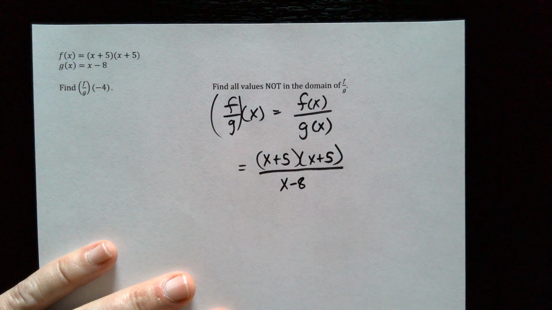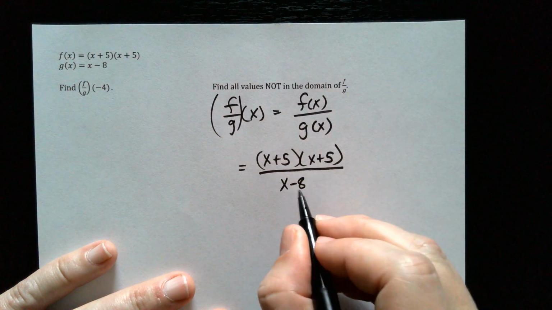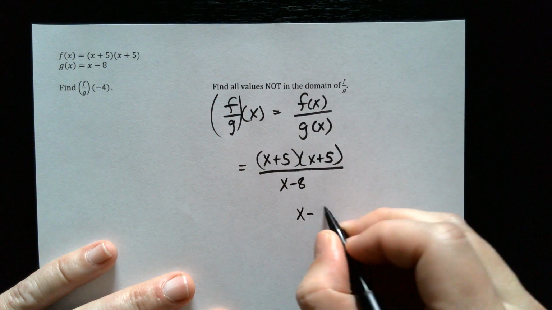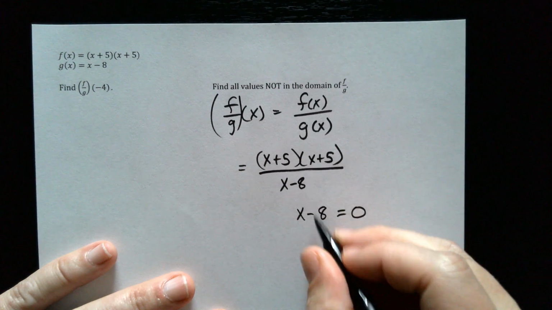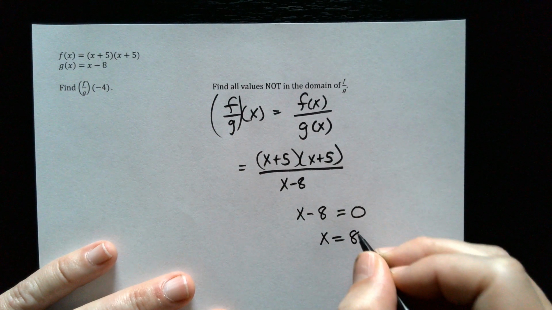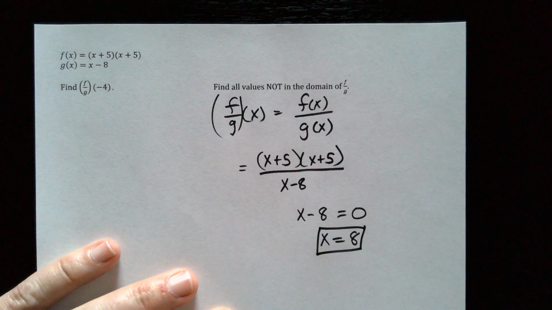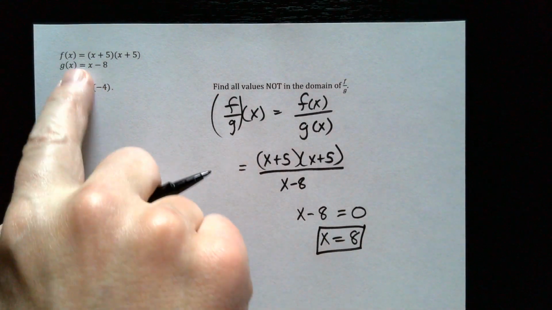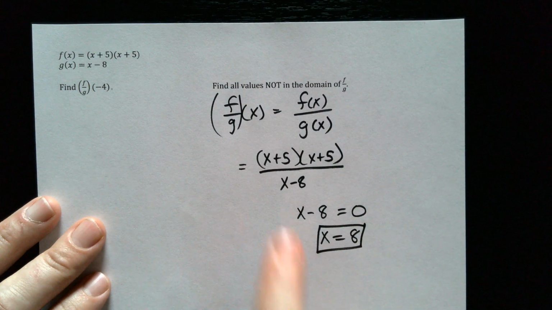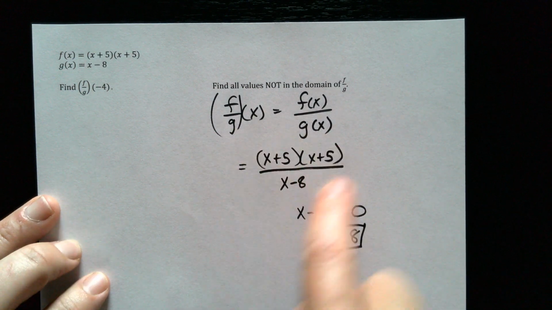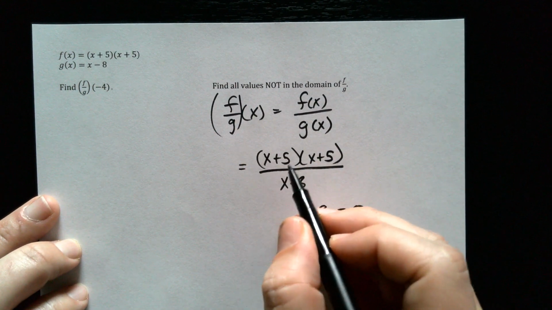Okay, so to find the one problem in the domain, we need to set this term right here equal to 0. x minus 8 equals 0. We add 8 to both sides. So x equals 8 is the one problem in our domain. That's one value that we can't put in the domain. Okay. Now to find f divided by g of negative 4, I'm just going to plug a negative 4 into everywhere I see an x here.